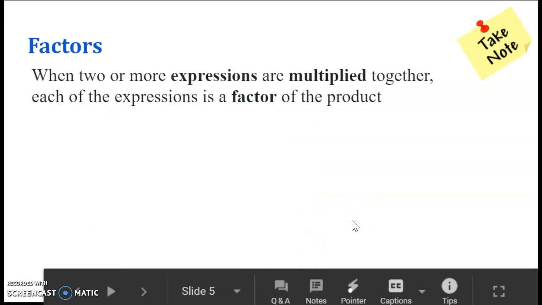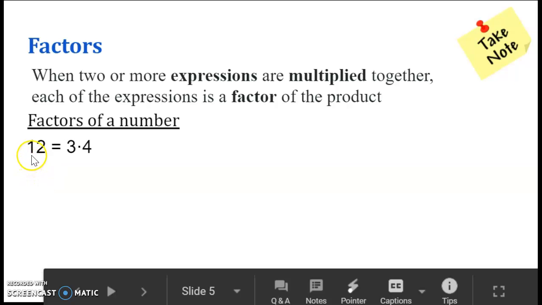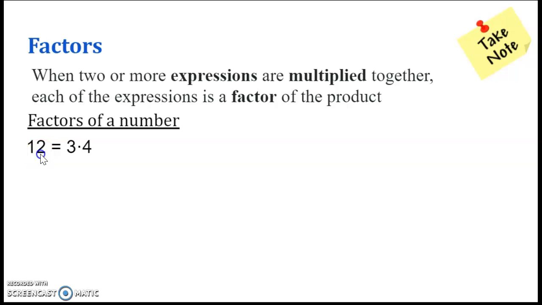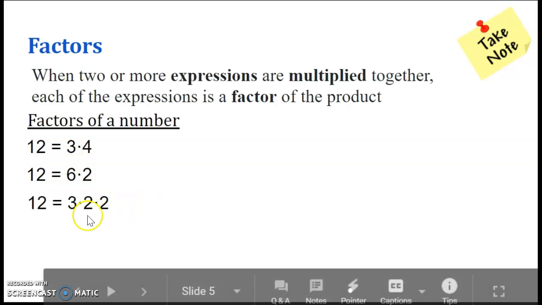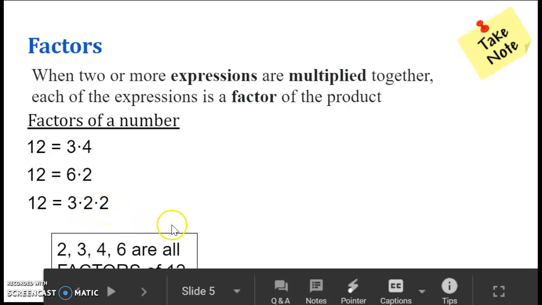All right, so what are factors? We started talking about that last lesson. When two or more expressions are multiplied together, each of the expressions is a factor of the product. So for example, factors of a number: we said that 3 and 4 multiply to 12. So 3 and 4 are factors, and 6 and 2 are factors, and 3 and 2 and 2 are also factors. So 2, 3, 4, and 6 are all factors of 12.